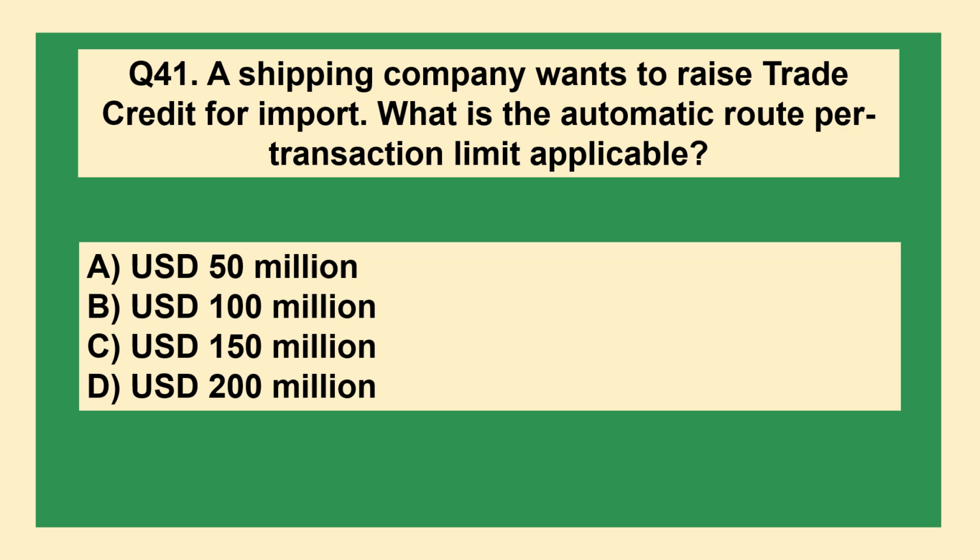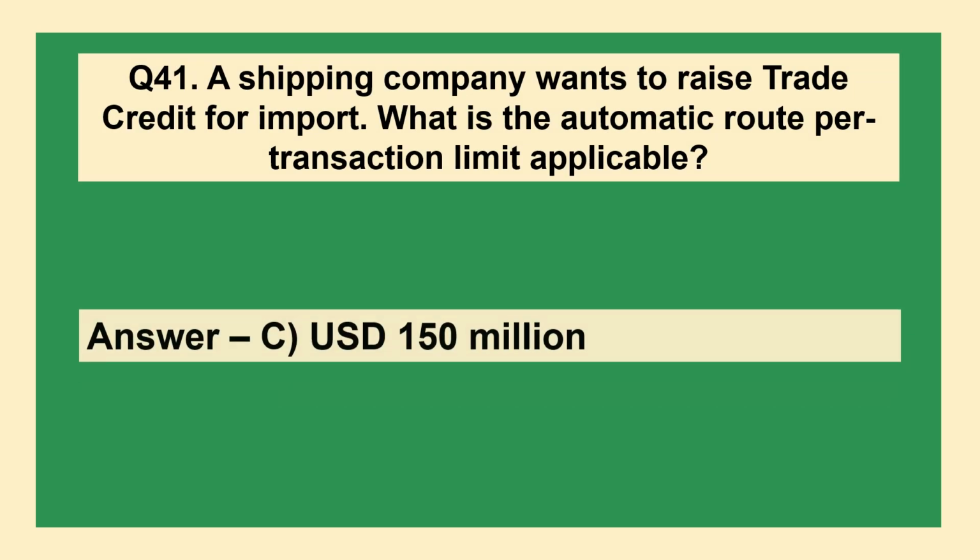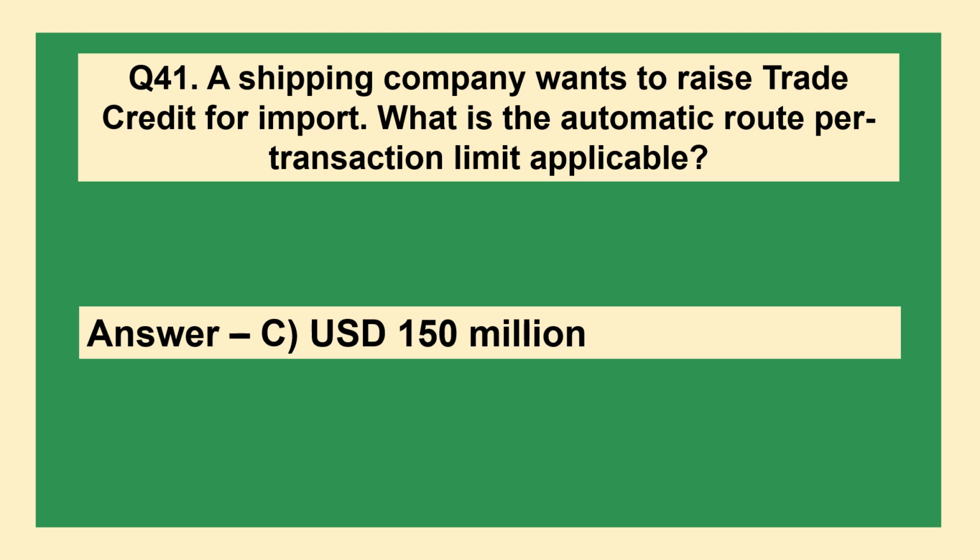A shipping company wants to raise trade credit for import. What is the automatic route per transaction limit applicable? A. USD 50 million. B. USD 100 million. C. USD 150 million. D. USD 200 million. The answer is option C. USD 150 million.